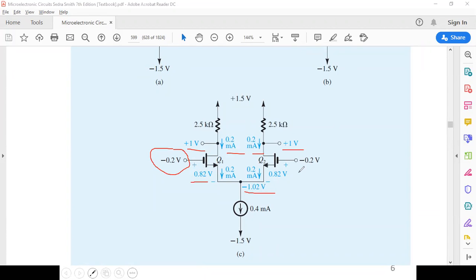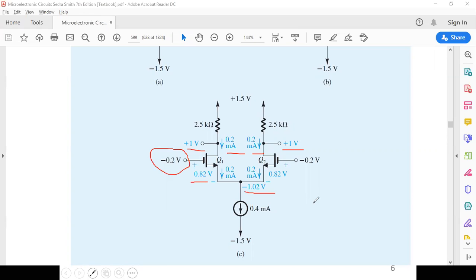All this holds as long as you are in the saturation region. Let's check: are we in the saturation region or not? How to check whether we're in saturation region or not? Greater than threshold. Exactly.